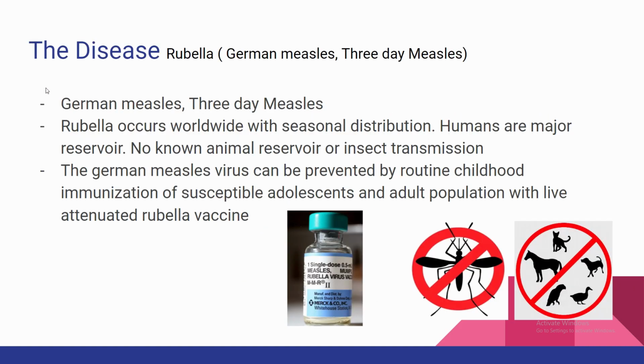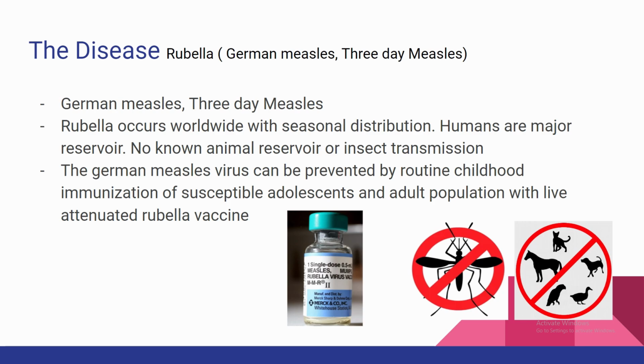So more about the disease. Rubella commonly goes by the other two names, German measles or 3-day measles. It is called 3-day measles because it only lasts for about 3 days. Now, rubella occurs worldwide with seasonal distributions. Humans are, of course, the major reservoir.